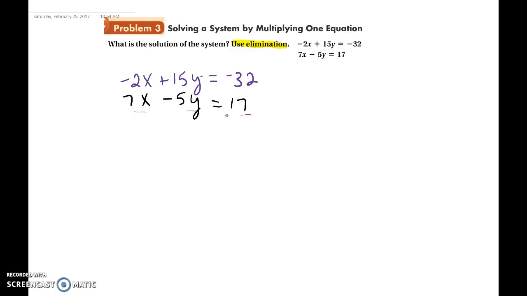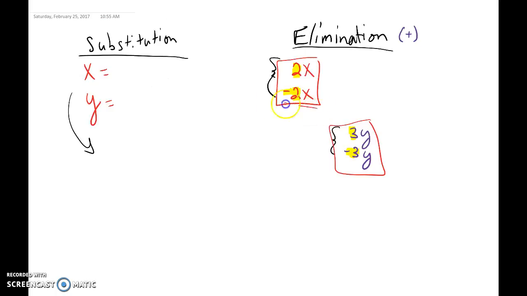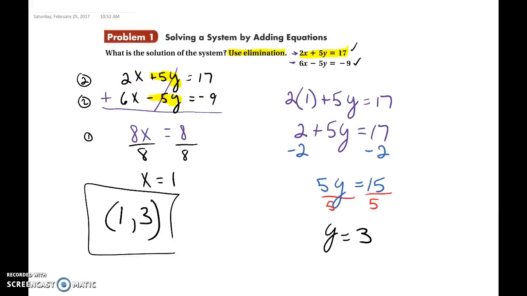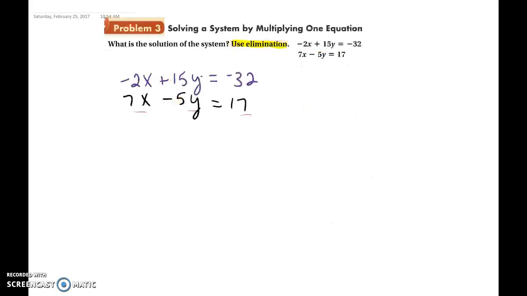All right, but remember, our goal is to have the x or the y value be the same number but opposite signs. So in this example, we don't have that like we did before, where it was 5y, negative 5y. However, we have 15y and a negative 5y. So they're really close to being the same number but opposite signs. If we just multiply this negative 5 by 3, we would have 15y and negative 15y.